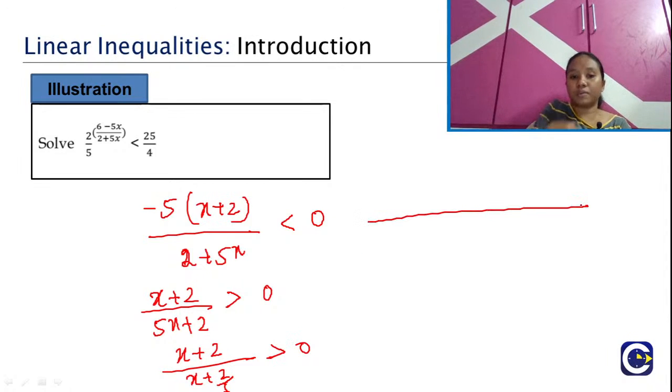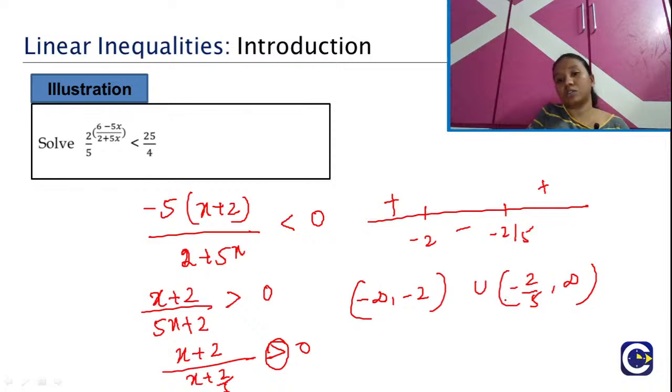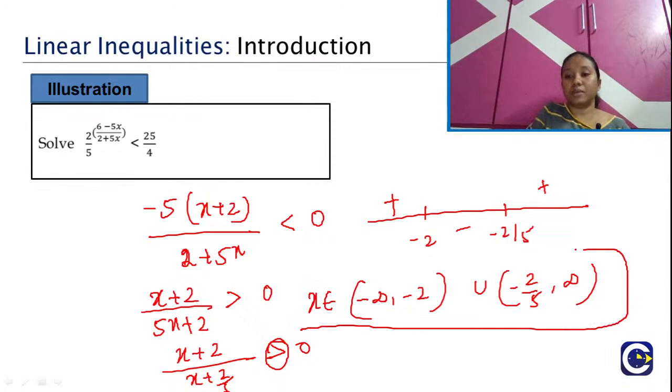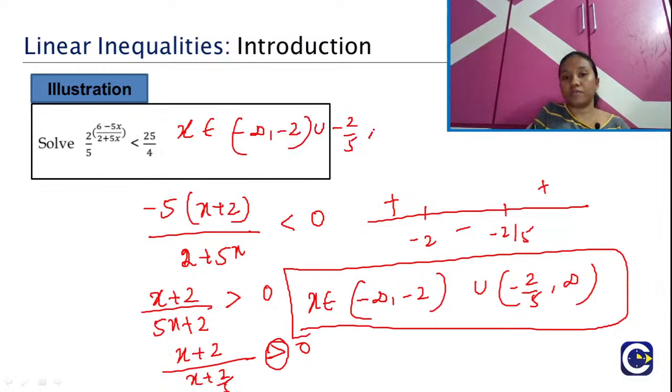So now a number line to apply the wavy curve method. So minus 2 and minus 2 by 5. So wavy curve method: plus, minus, plus. Here the inequality is greater than 0, so it will be the positive sign. That means x belongs to minus infinity to minus 2 union minus 2 by 5 to infinity. So this will be my final solution of this exponential inequality, and this will be my final answer. So my x belongs to minus infinity to minus 2 union minus 2 by 5 comma infinity.